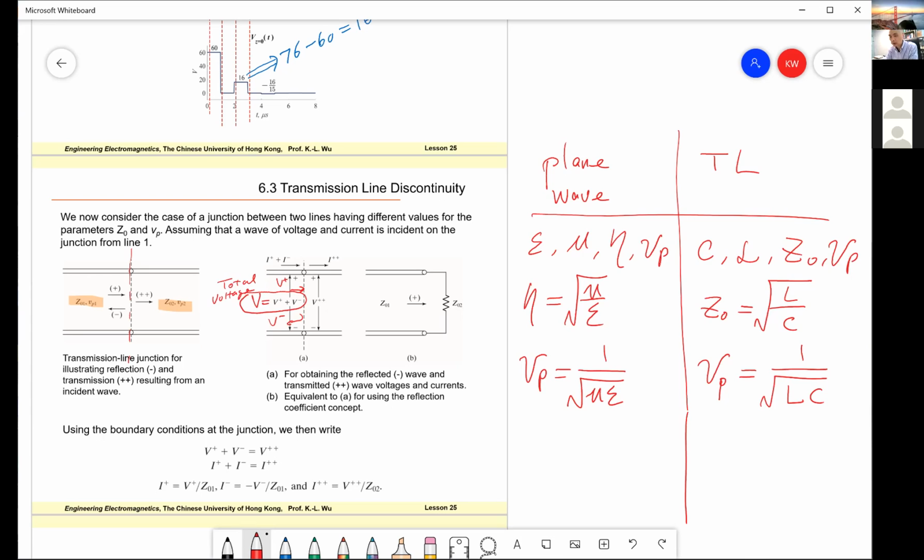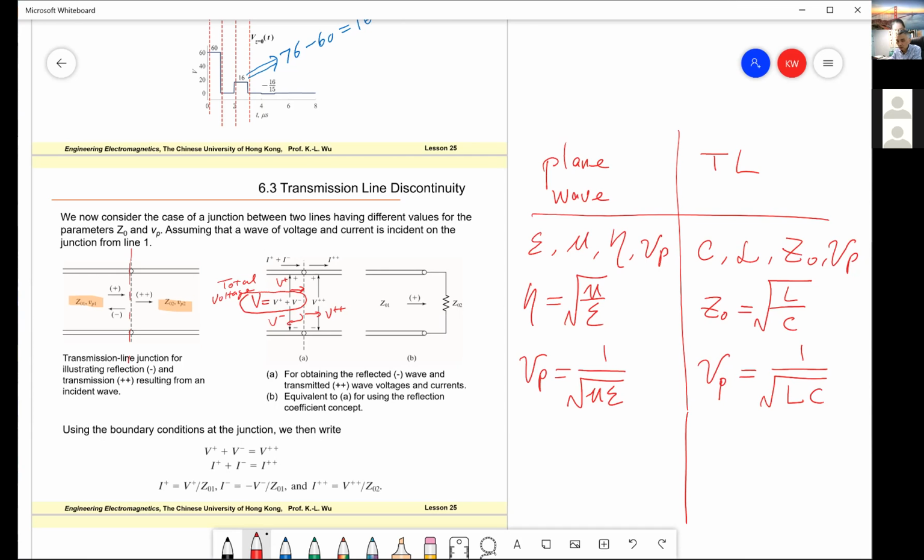Okay, total voltage. And some energy reflects, and then some energy is transmitted. So this part of the voltage we call V plus. V plus means move forward, keep going. If this transmission line is infinitely long, you don't expect anything to bounce back, right? Until you hit a wall.